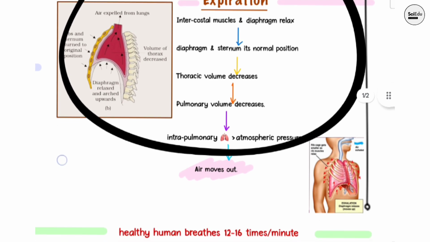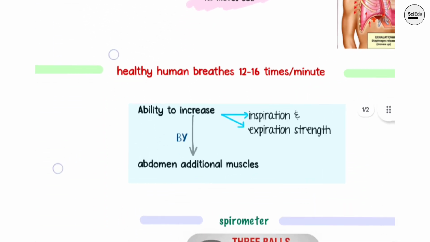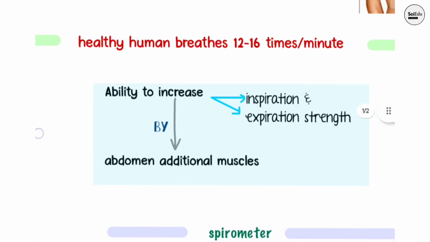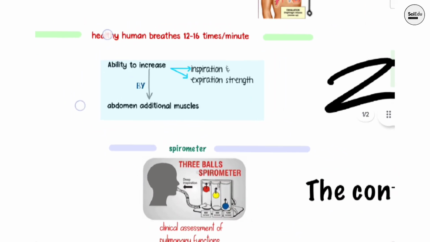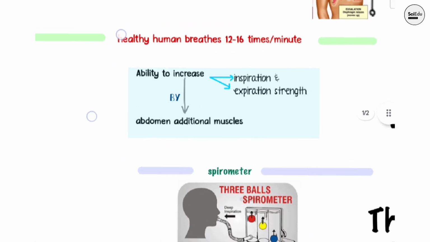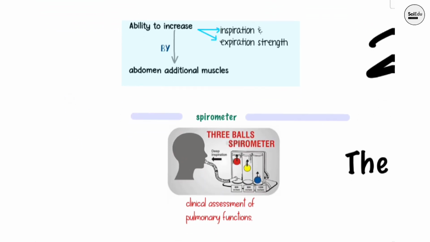We have the ability to increase the strength of inspiration and expiration with the help of additional muscles in the abdomen. On an average, a healthy human breathes 12 to 16 times per minute. The volume of air involved in breathing movements can be estimated by using a spirometer, which helps in clinical assessment of pulmonary functions.